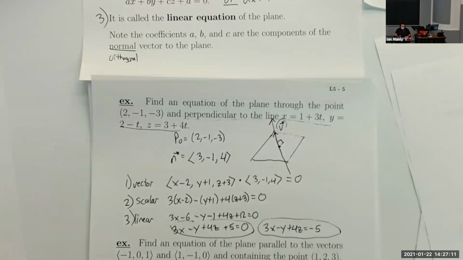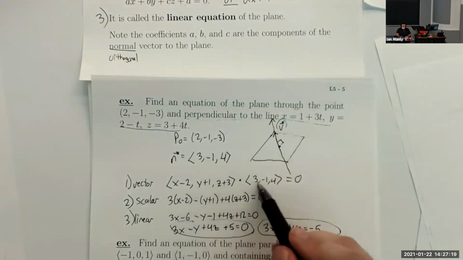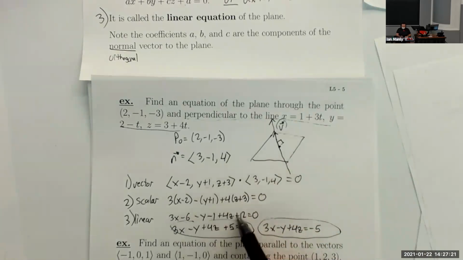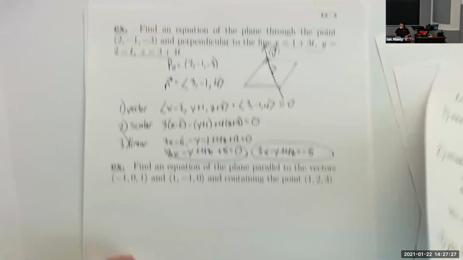All 3 equations equal each other, right? They're pretty much 3 different ways of representing the same thing. And they all come from one another because we do the dot product and get this, and we distribute and get this one. So, all right.